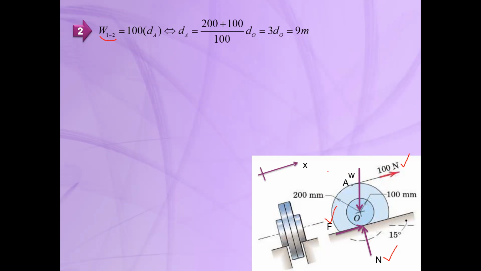So in this case, if you write W1 to 2, we will have 100 times by dA, which dA is the displacement of point A. This is the point A. And here you can see we neglect the work done by F and N. Can you tell me why we neglect the work done by these two forces?